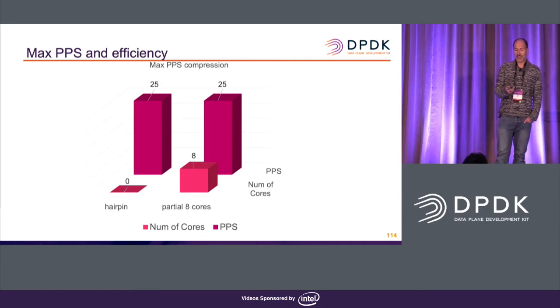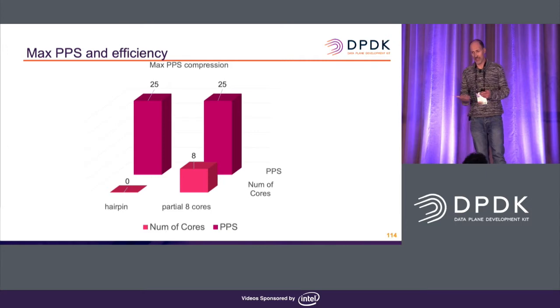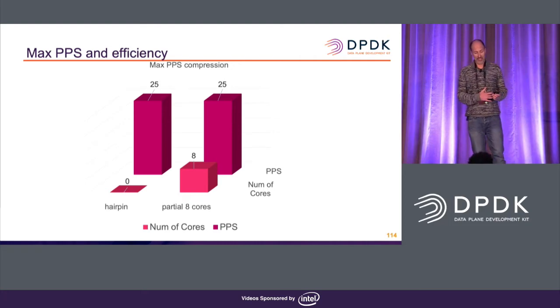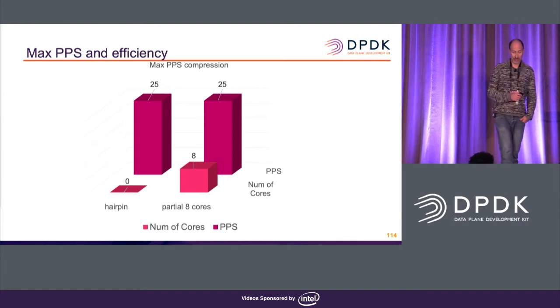Another thing, this decap and encap is a relatively simple case, because it is quite easy to decap something in software, just move pointers. But if there are other actions that need to be done, NAT or anything else, it will take even more cores and will achieve less PPS in the case of partial offload.